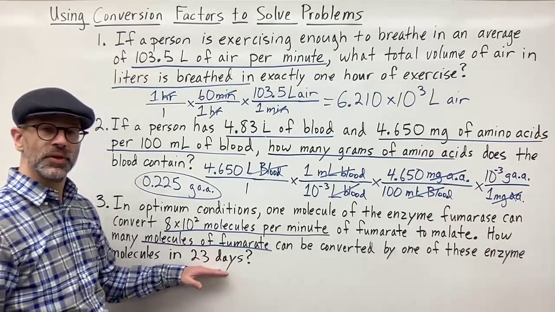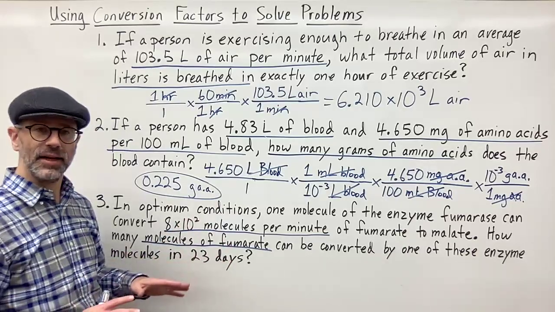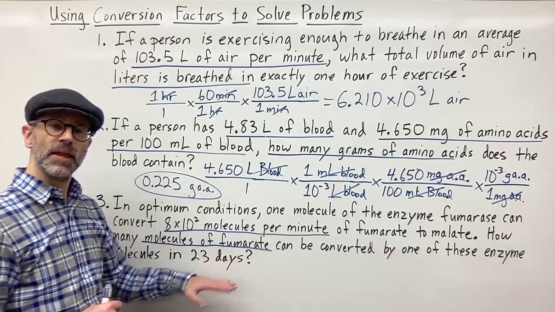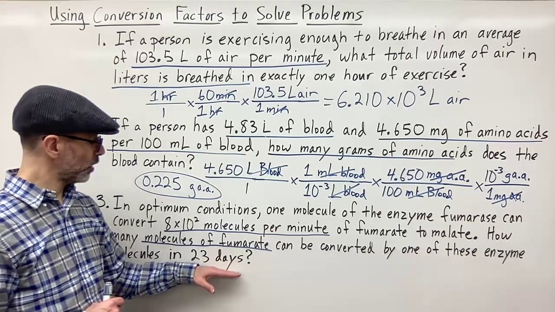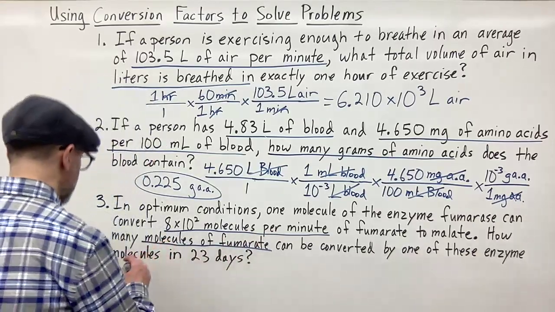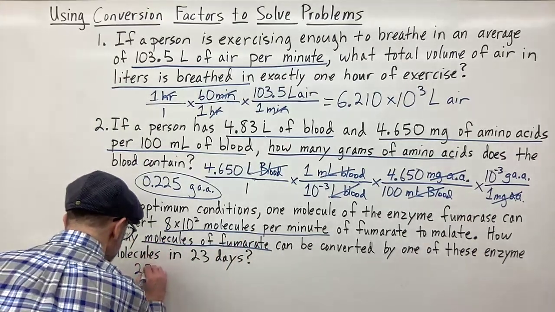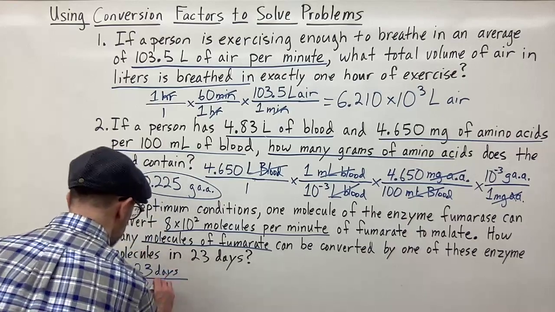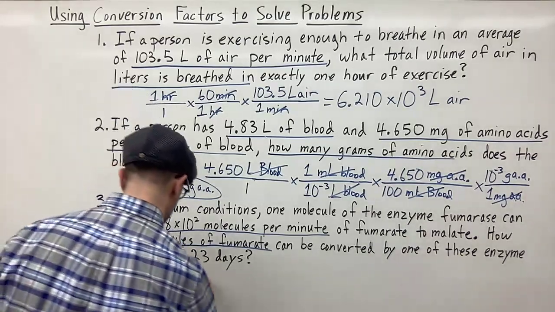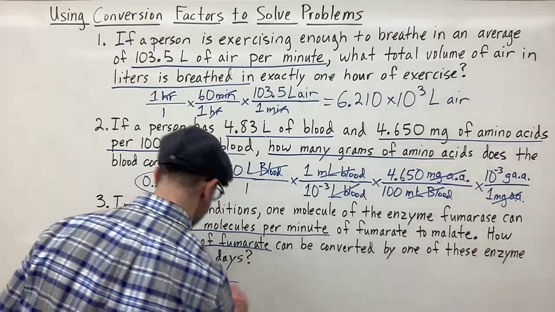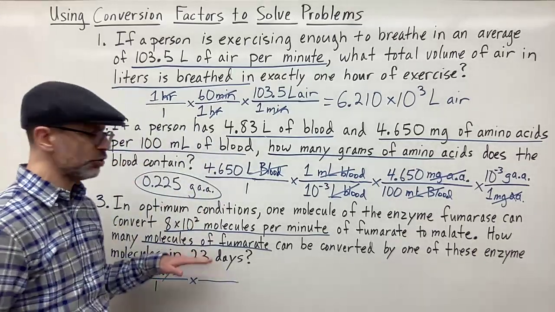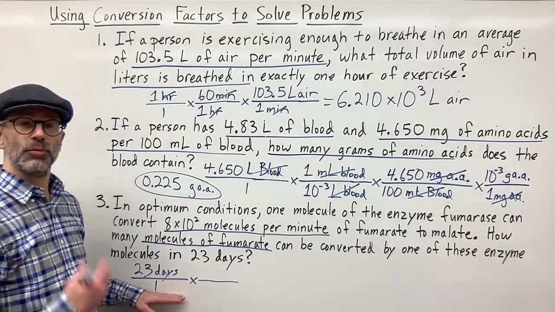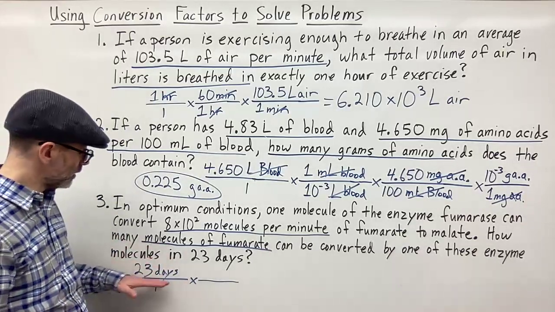So in this case, notice that 23 days is not tied to anything. It's not related to anything. It's just a standalone piece of information, and that indicates that this is where we're going to begin. So we're going to begin with 23 days over 1. And we want to multiply by conversion factors to get to the number of molecules of fumarate that is converted by the fumarase in this amount of time.